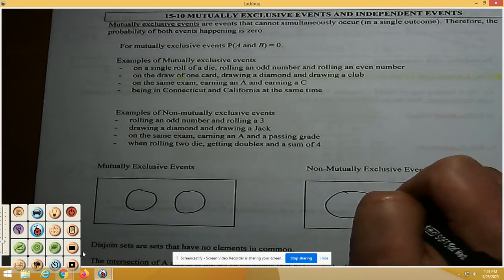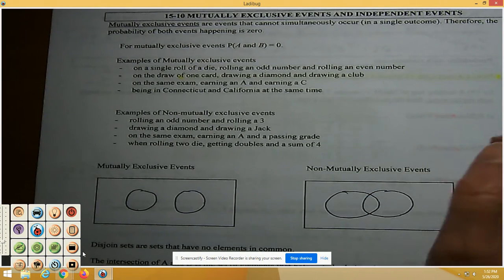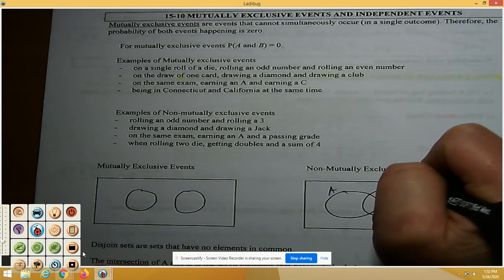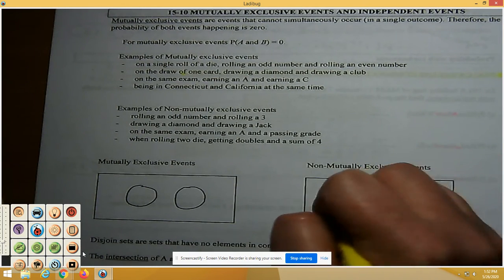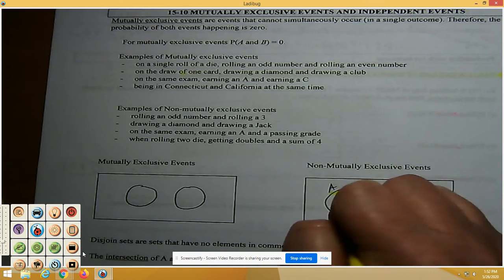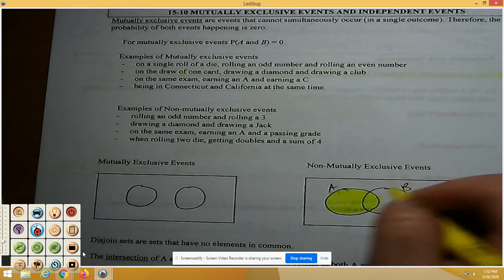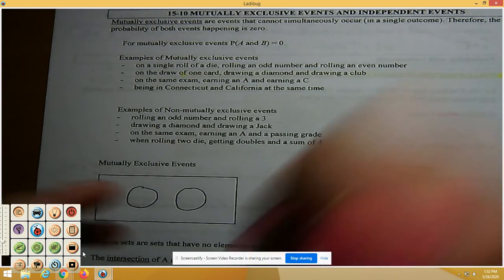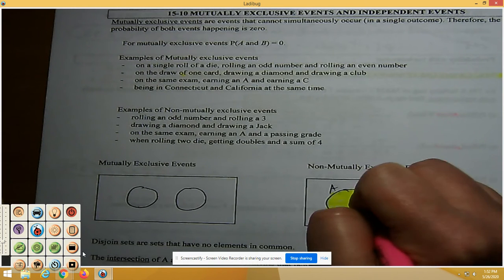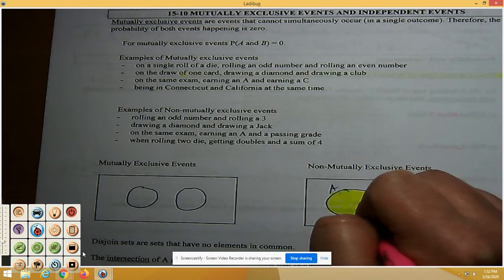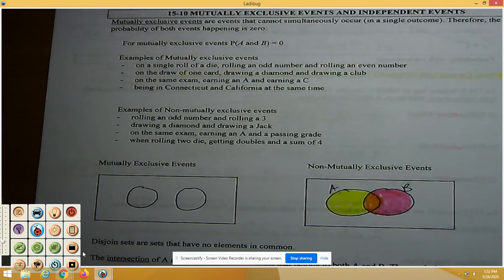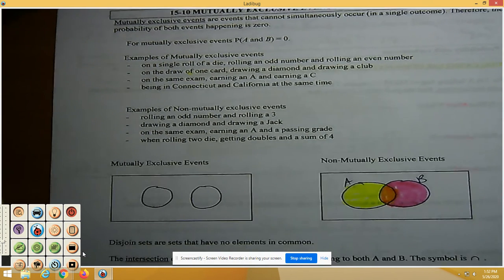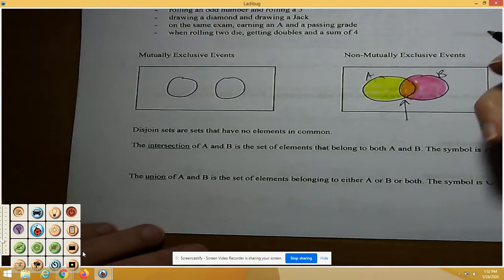If you look at non-mutually exclusive events, if this is event A and this is event B, you could say event A is this portion, and then event B is this portion. Okay, you can kind of see that overlap there for that orange. So the overlap area is what makes them non-mutually exclusive. And this part here is our intersection.